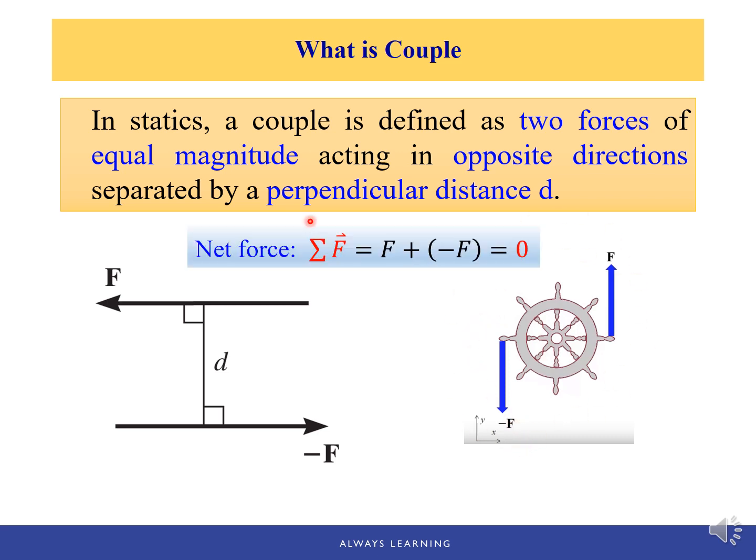Well, it's simple. The net force caused by this couple will just be the sum of the two forces. But since they are the same magnitude but opposite direction, they will add up to 0, which means a couple doesn't cause any translational movement. The only effect of a couple is to produce an actual rotation.